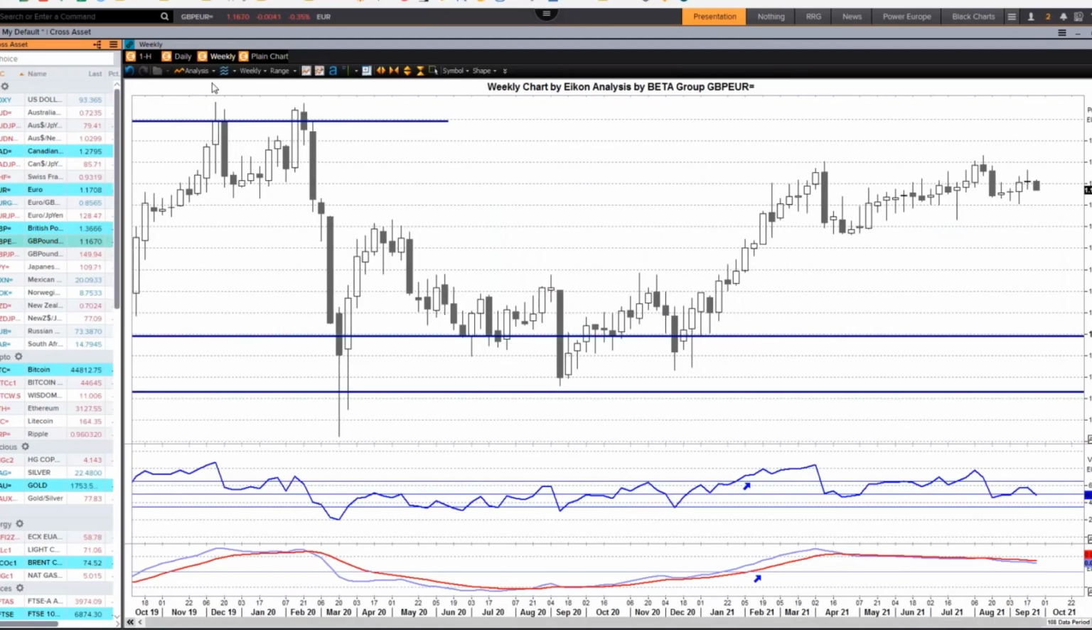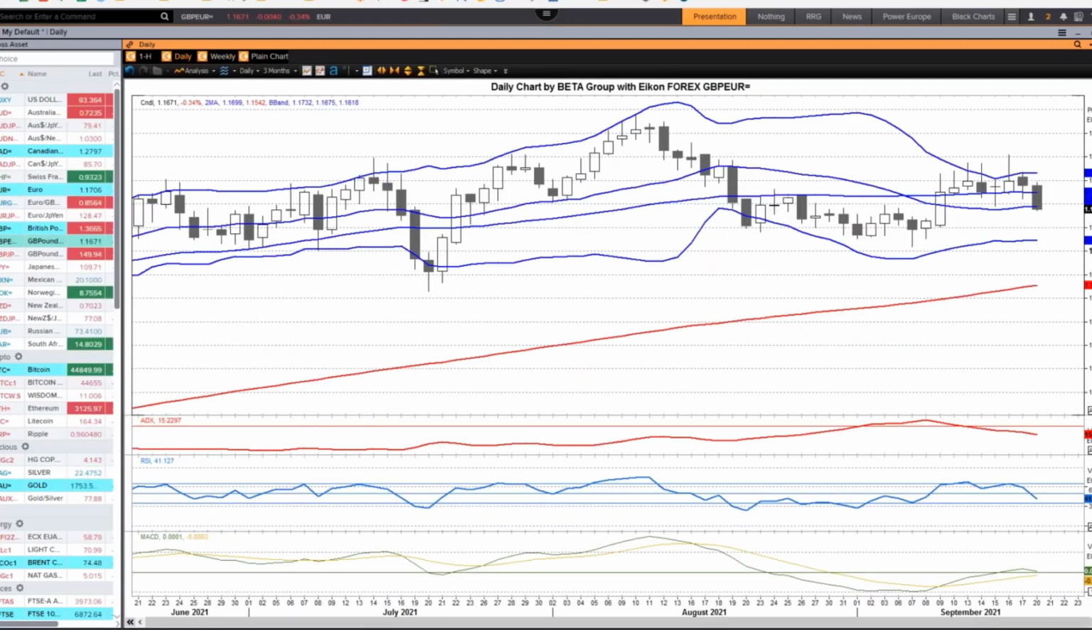Moving to sterling next. Here's the weekly chart on sterling, and it's a bit flat, really. The MACD is negative, but it's not really negative. It's really flat. The RSI is at 50 on the weekly, so that's a flat reading there.